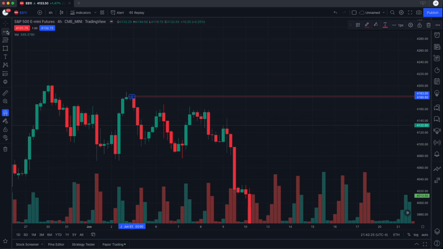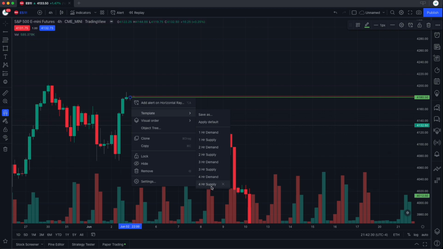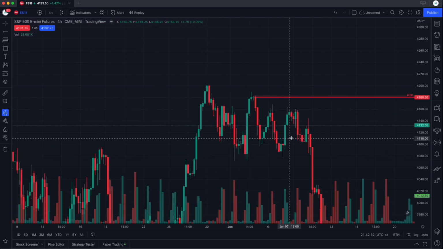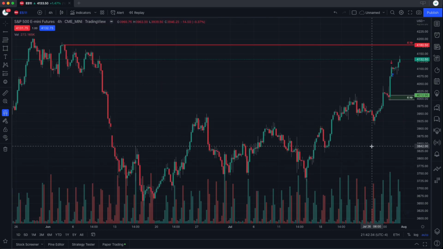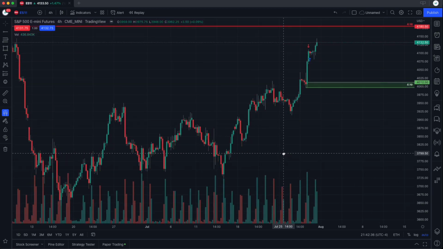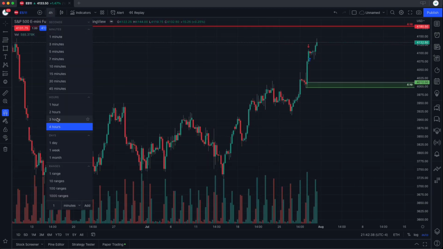Make that supply. Adding my horizontal ray, making that 4-hour supply. Okay, alright, so I don't see anything else on the 4-hour. Let's move on down to the 3-hour.